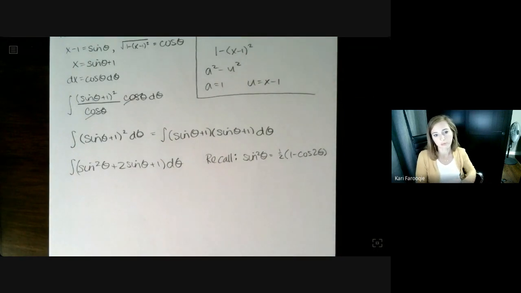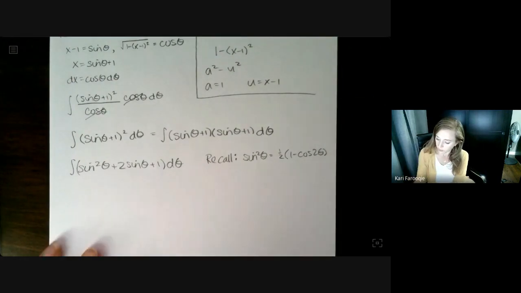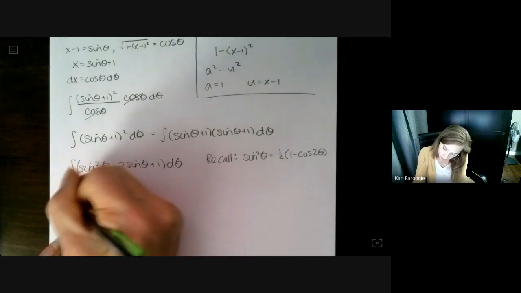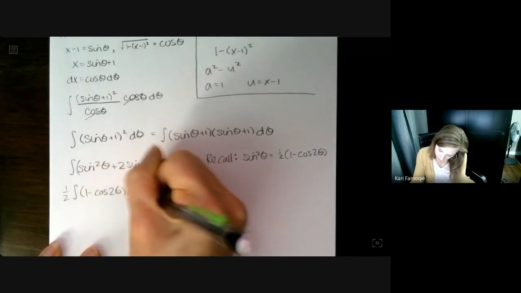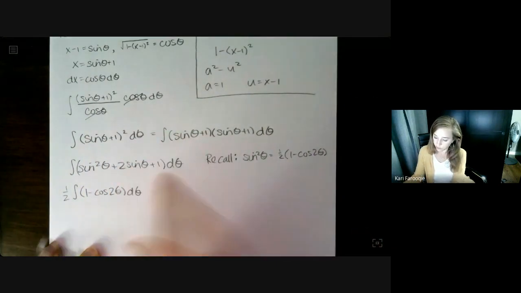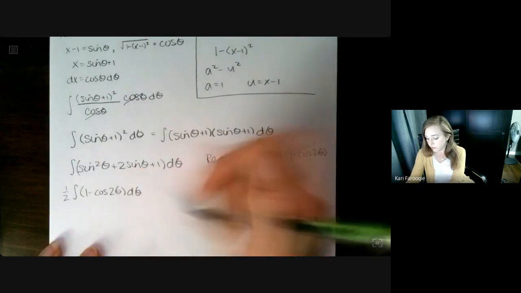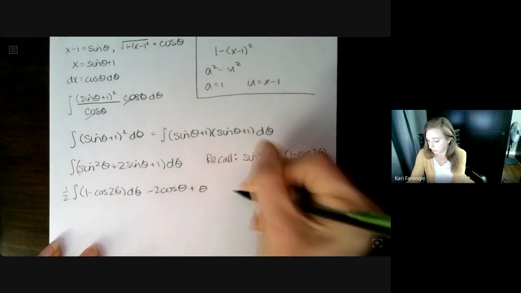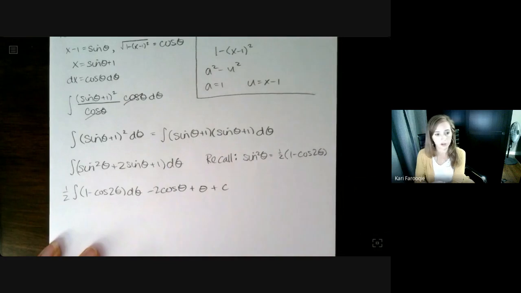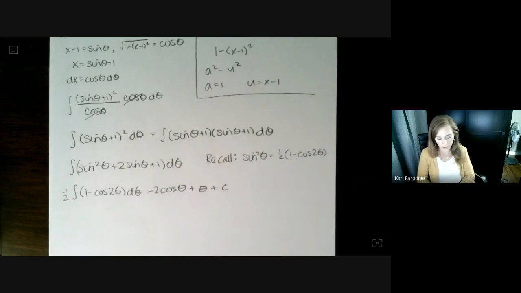And then we'll just have to deal with that multiple angle when we get there. So I'm going to split this up: 1/2 times the integral of (1 minus cosine 2 theta) d theta. And then the other two terms, if you want, we can just integrate right here and now. The derivative of cosine is negative sine. Well, you have positive sine, so you're going to have minus 2 cosine theta plus theta. If you want to pop on a plus c, fine. We just now have to deal with this part of the integral. But the other two terms are done.